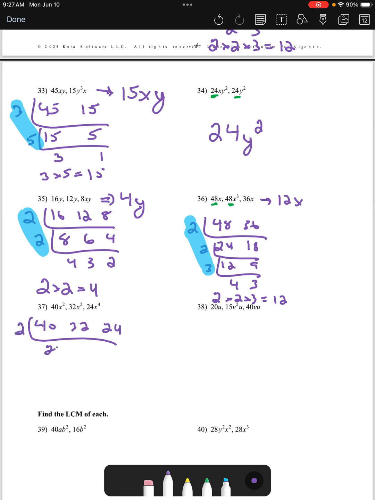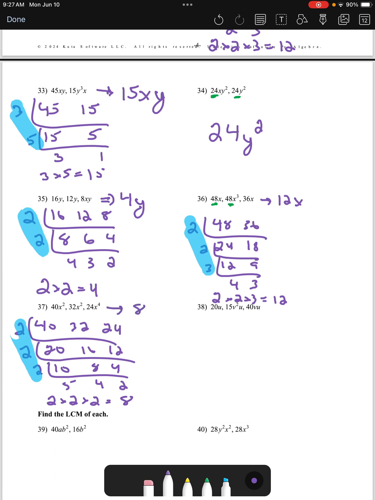In number 37, numerically, we have 40, 32, and 24. So let's see, these can all cut in half, giving me 20 and 16 and 12. Those can all cut in half, giving me 10, 8, and 4. Those can all cut in half, giving me 5, 4, and 2. GCF means I don't worry about the 4 and the 2, so we got 2 times 2 times 2 is 8. So 8 is part of my GCF.